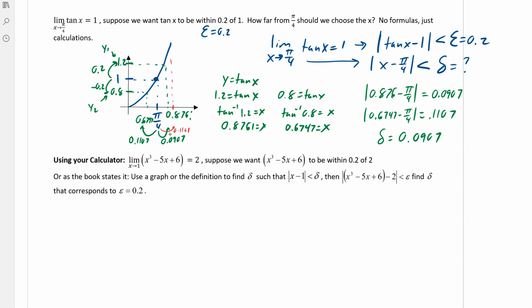And if I follow that up and hit my graph and then move over, you can see that I am actually now more than 0.2 away. And we want our tangent x to be within 0.2 of 1. So you're going to pick the smaller so that when you go to the left and to the right, you're within this little region. So you're always picking the smaller.